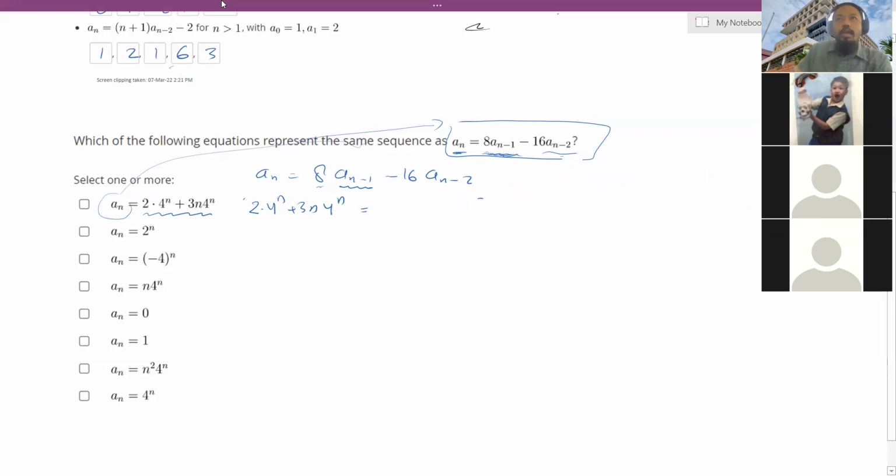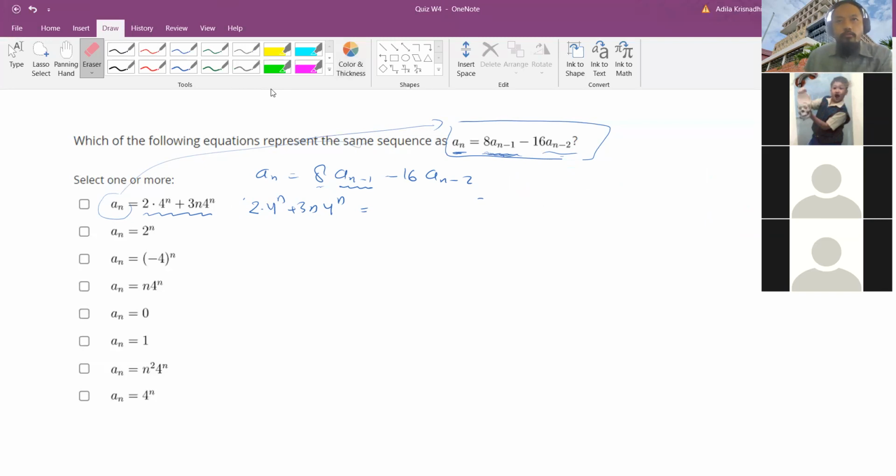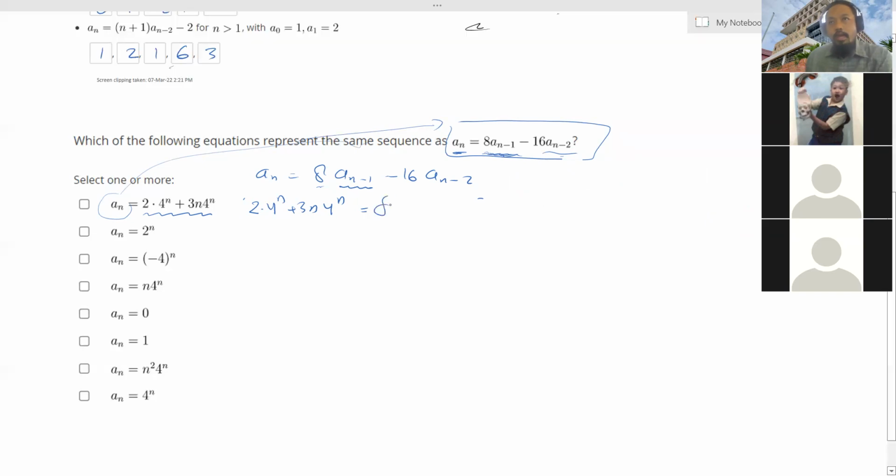Sorry. So what is a_{n-1}? a_{n-1} is 2 times 4 to the power of n minus 1. So that means 8 times (2 times 4 to the power of n minus 1 plus 3(n minus 1) 4 to the power of n minus 1), right? And then minus 16 a_{n-2}, right? So 2 times 4 to the power of n minus 2 plus 3 times (n minus 2) 4 to the power of n minus 2, right?